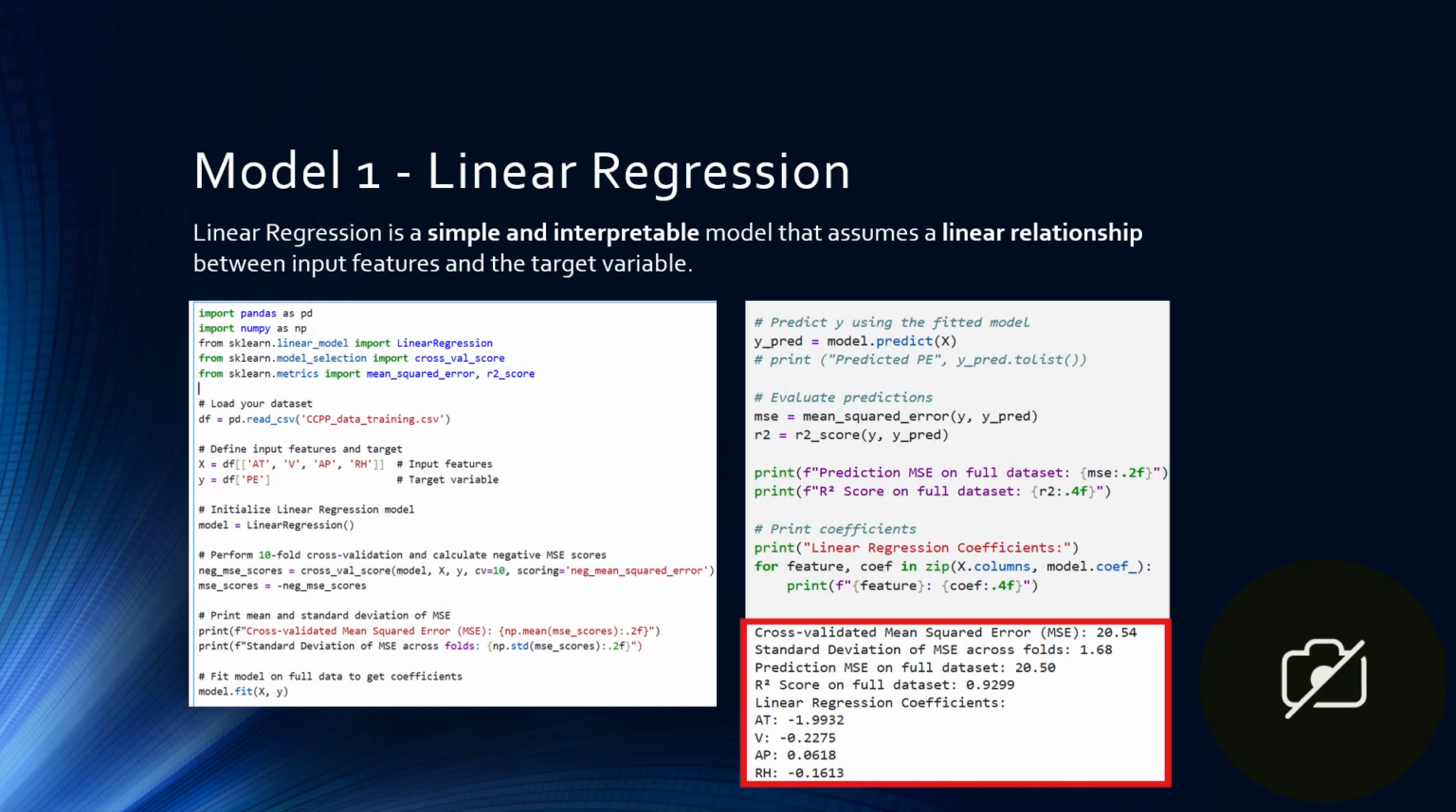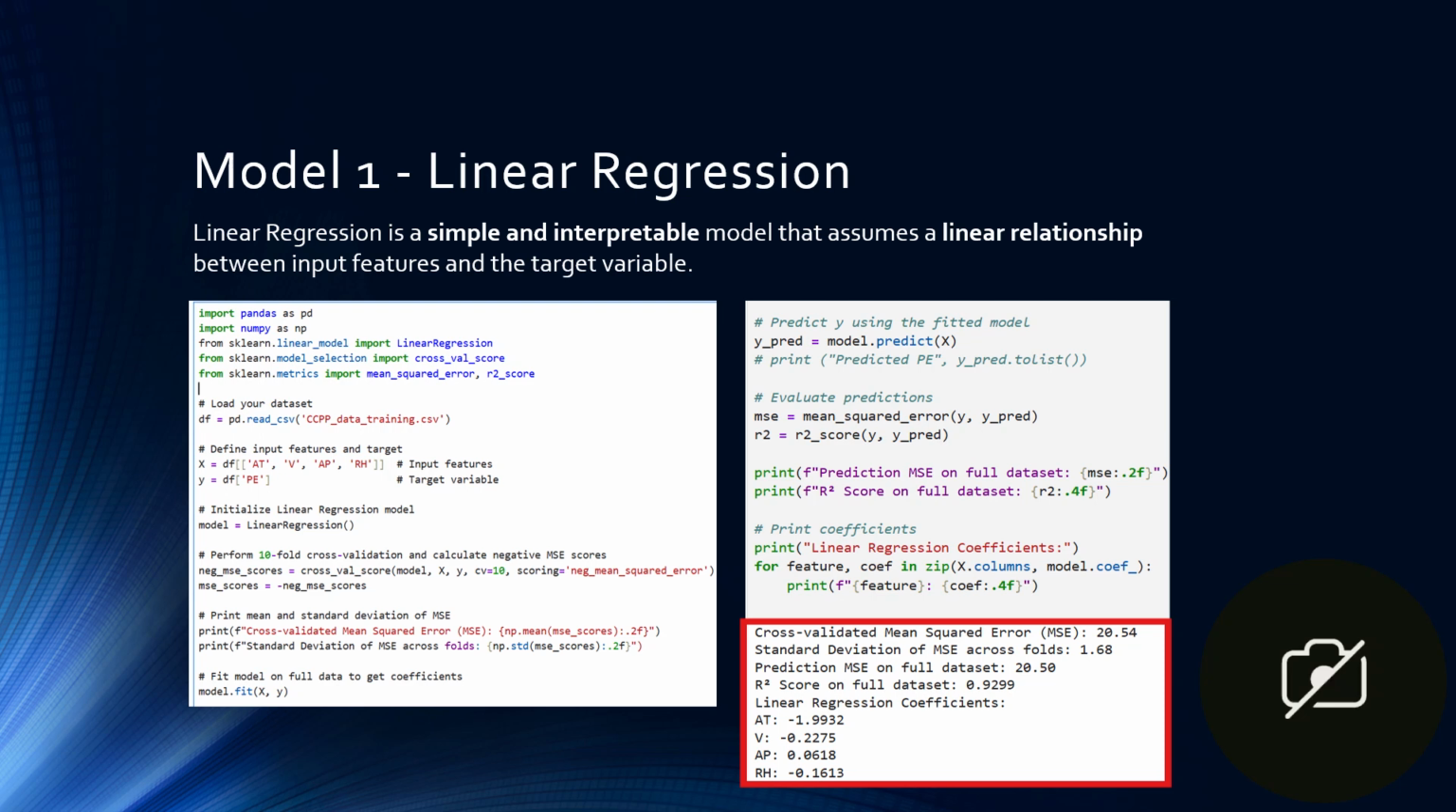Now talking about model one, the linear regression model. The reason we are choosing linear regression is because it is a simple, interpretable model that assumes a linear relationship between input features and the target variable. As you can see, I have used Python for modeling, and in this snippet of code I have imported all the necessary libraries and defined a data training file, which is a subset of our complete dataset. And then we have set all the variables for input features and target variables.